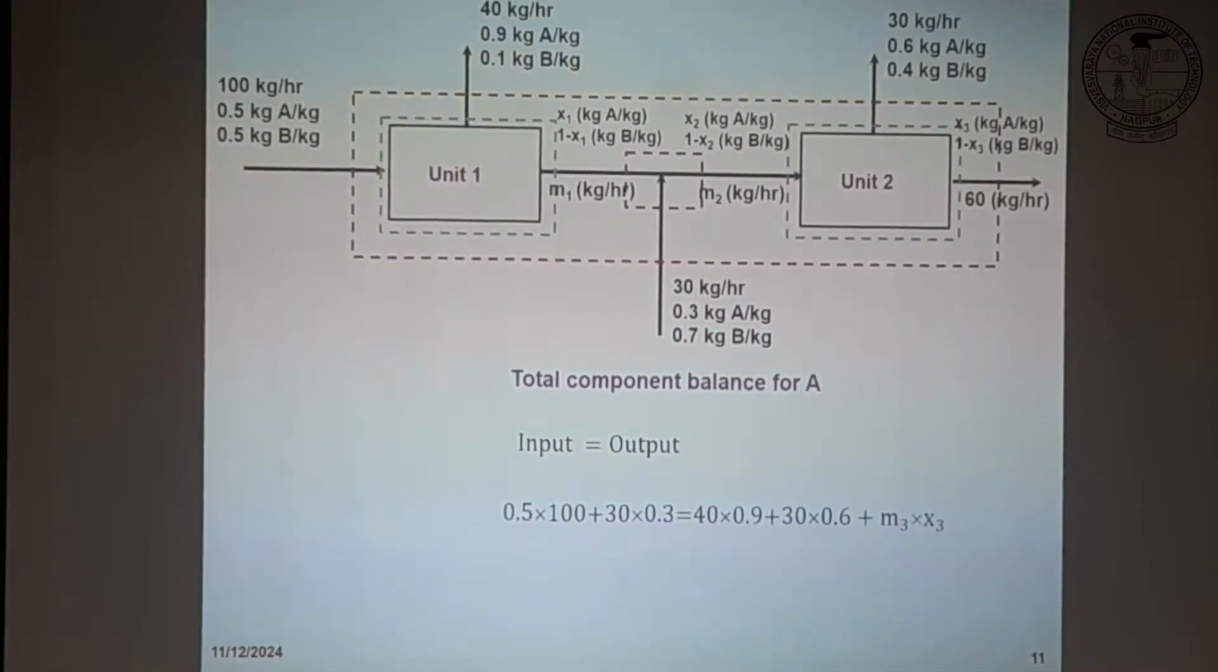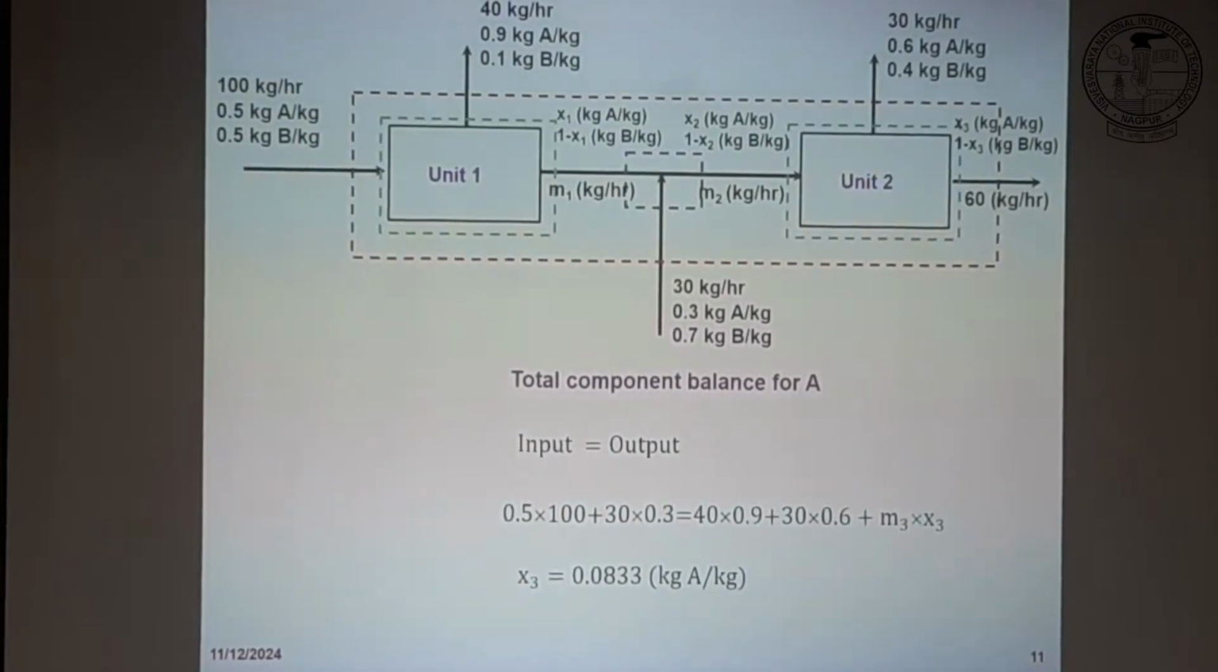So in the input stream 0.5 kg of A is available. Similarly in this stream 0.3 kg of A is available, and the output which is coming out, that is 40. So in 40, 0.9 kg is available, and with this 0.6 kg and M3 and X3. So this M3 is known with us, and only X3 is not available. So it is very easy to calculate the X3, right? Okay. So this is all about the total material balance.